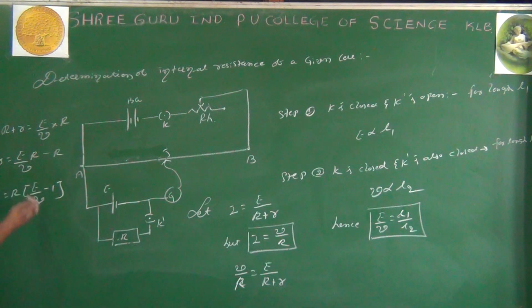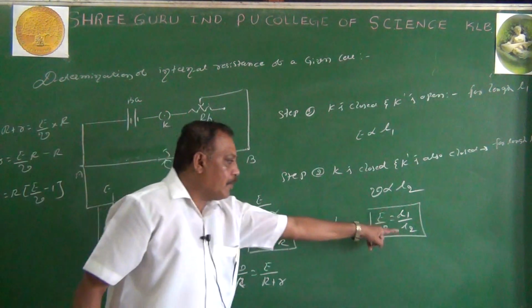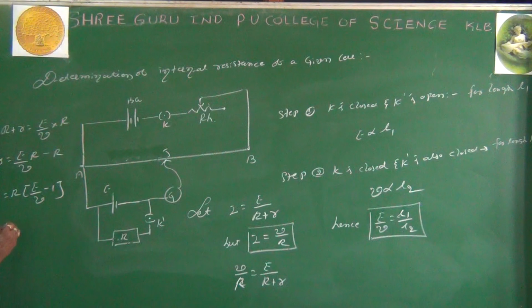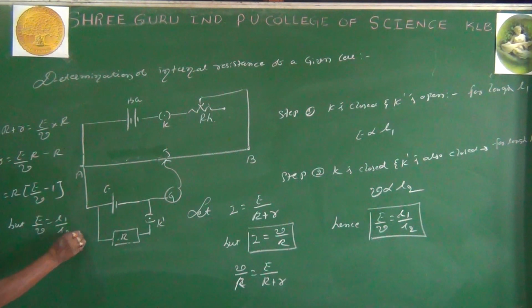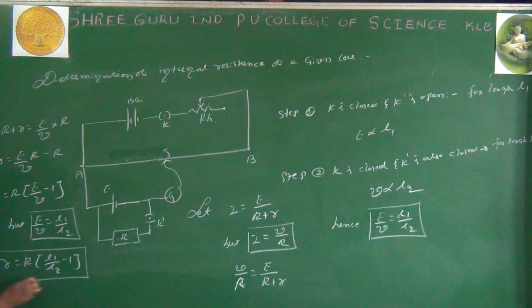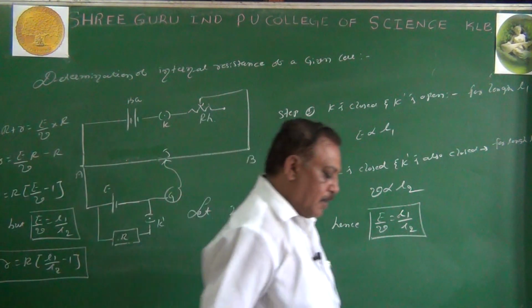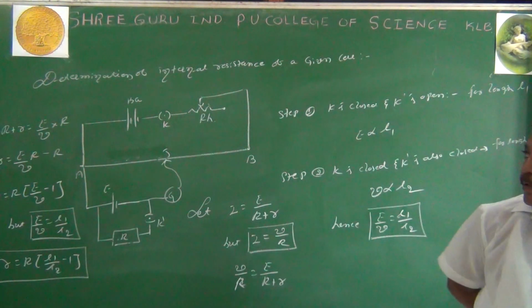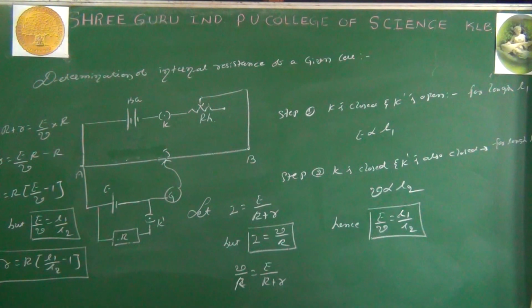But I want the equation with E by V equals what? E by V equals L1 by L2. Shall I replace E by V with L1 by L2? Then small r equals capital R into L1 by L2 minus 1. This is my requirement to calculate the internal resistance. Without any strain, just follow the steps clearly, and you can easily come to know how to determine the internal resistance.